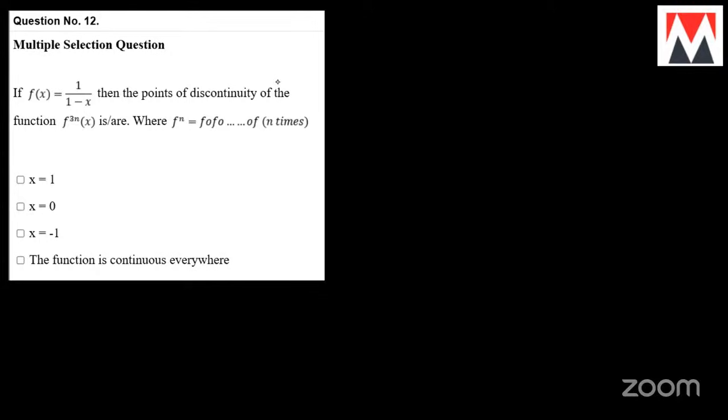So you have f of x equal to 1 by 1 minus x. He is asking about continuity. You need to find the points of discontinuities. f^n is nothing but f composed like this, continued n times.